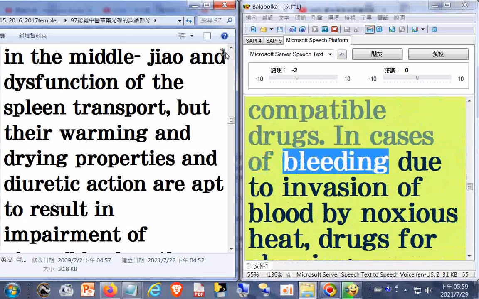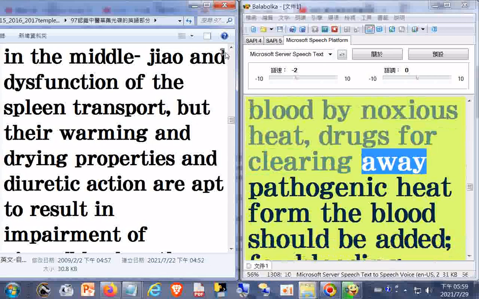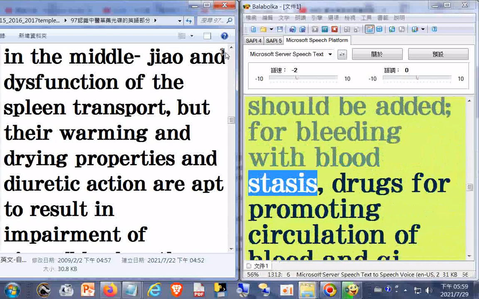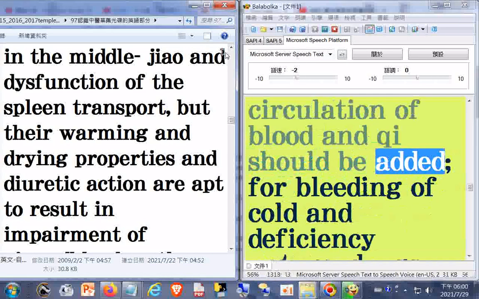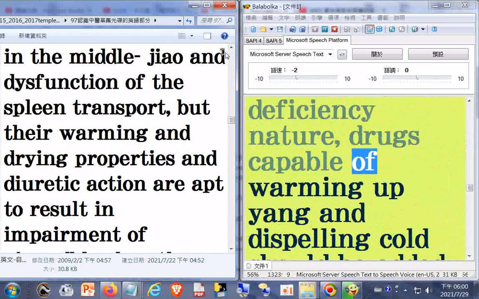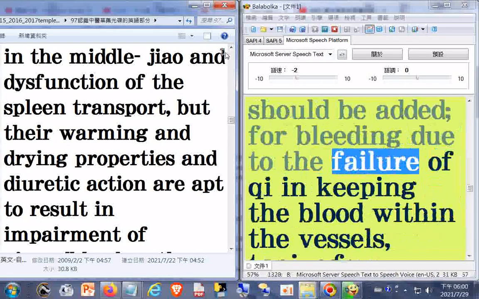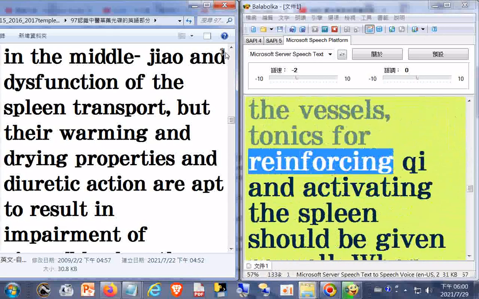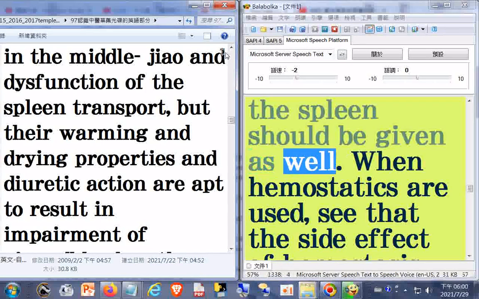In cases of bleeding due to invasion of blood by noxious heat, drugs for clearing away pathogenic heat from the blood should be added. For bleeding with blood stasis, drugs for promoting circulation of blood and qi should be added. For bleeding of cold and deficiency nature, drugs capable of warming up yang and dispelling cold should be added. For bleeding due to the failure of qi in keeping the blood within the vessels, tonics for reinforcing qi and activating the spleen should be given as well.